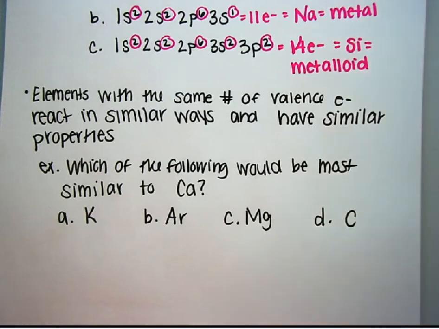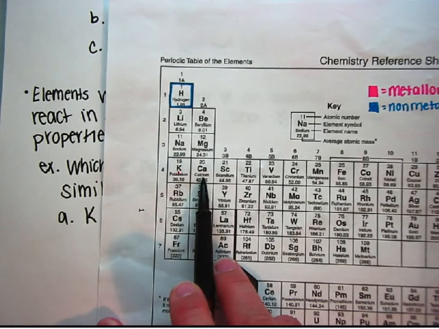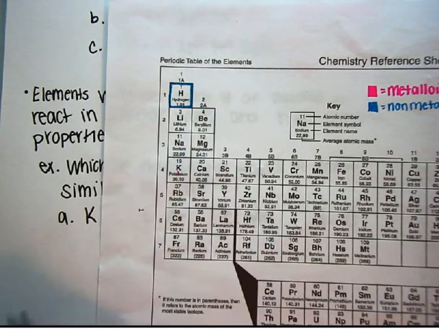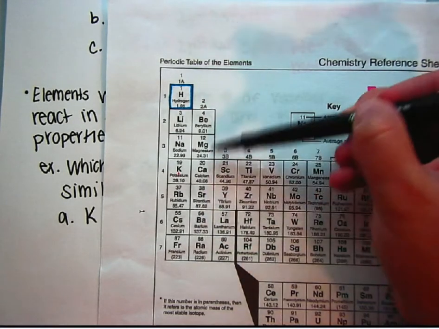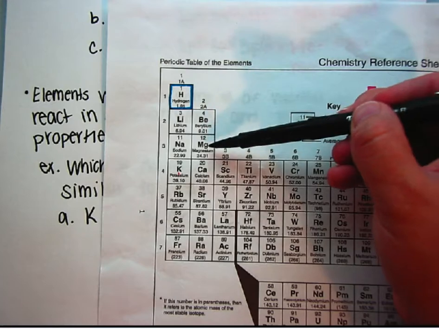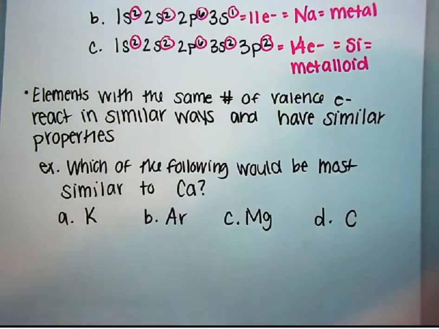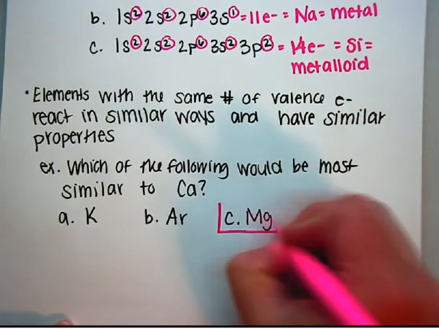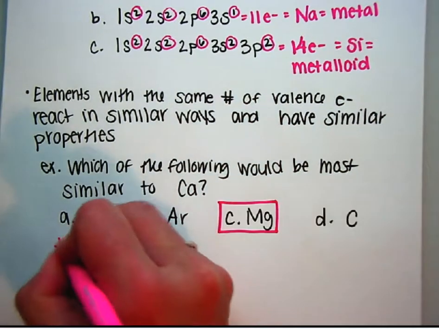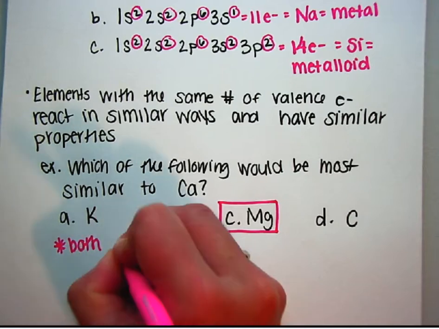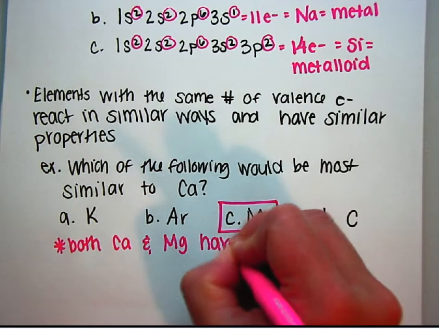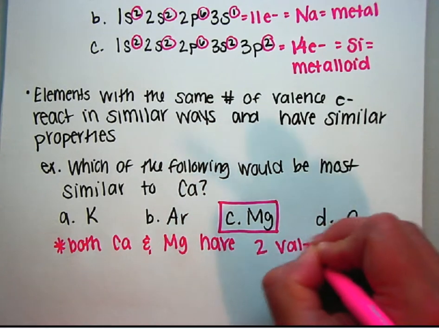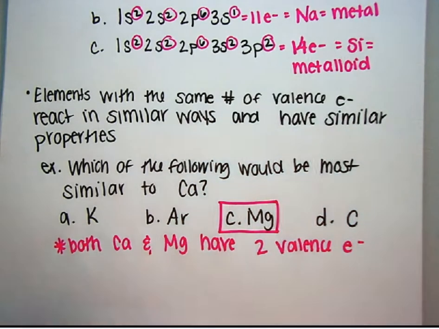of valence electrons. So calcium is in group 2A. That means it has 2 valence electrons. Any element with 2 valence electrons would be similar. And look, magnesium is also in group 2. So our best answer would be C, because both magnesium and calcium have 2 valence electrons.